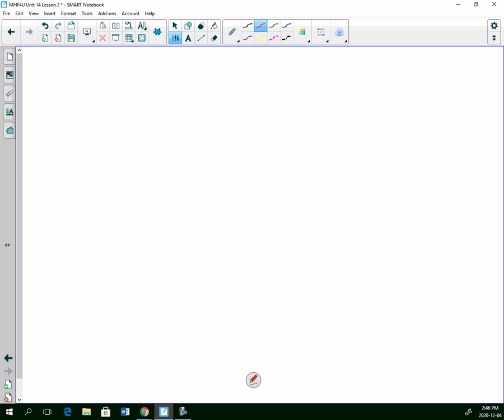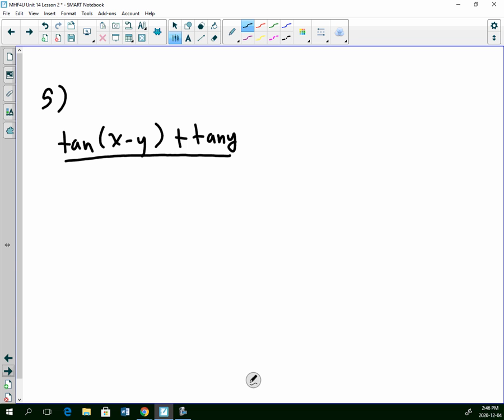Okay? And we'll look at one similar to that. I think we have one later that's tan. Or actually, the next one is. So the next one, number 5, is similar. We're going to use the compound angle formula. So on the left, we have this.